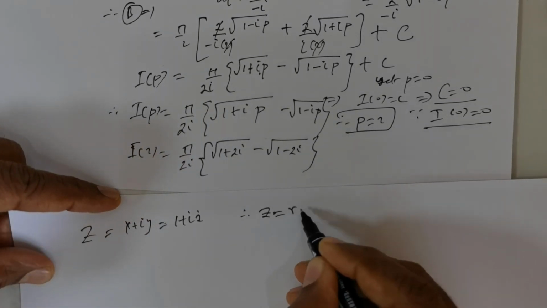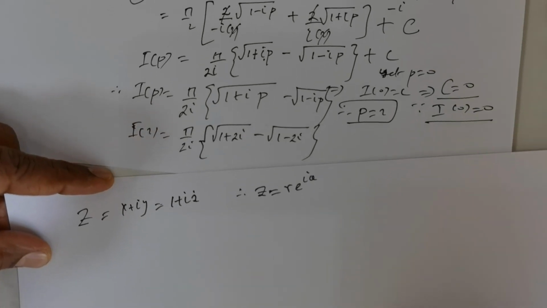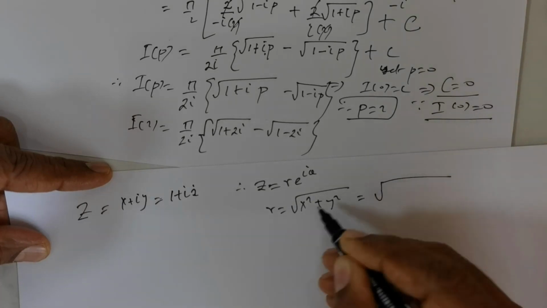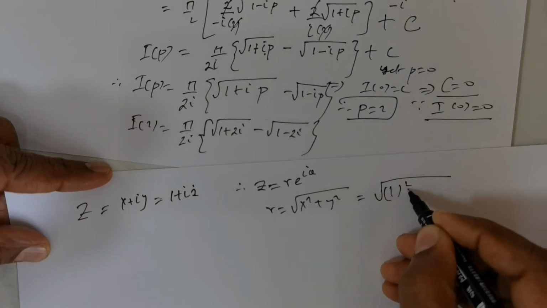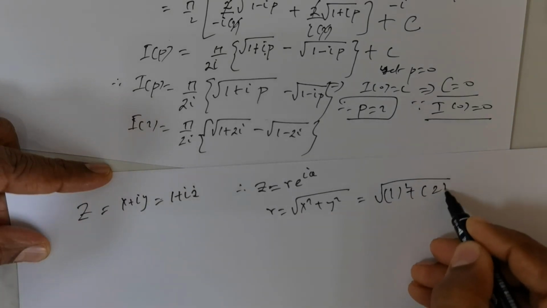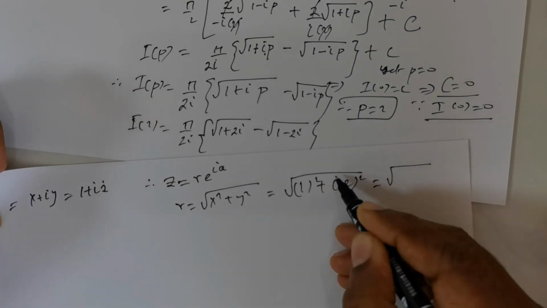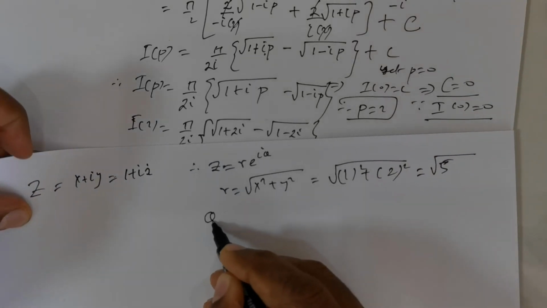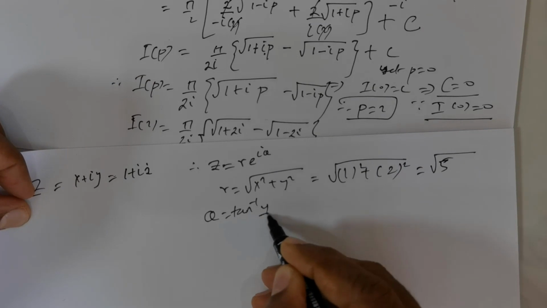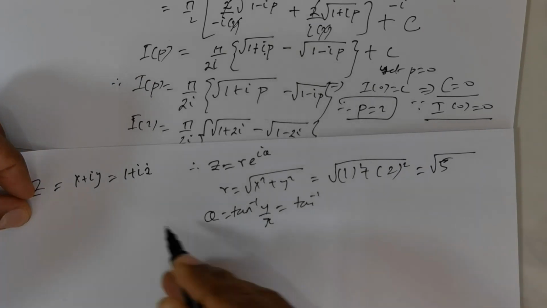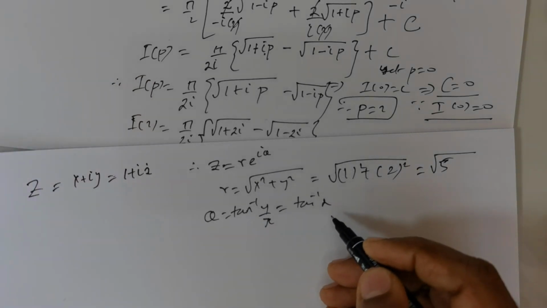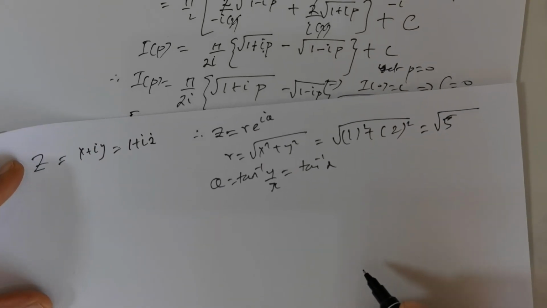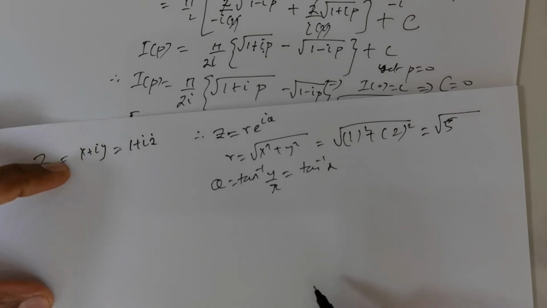Z is equal to r times e raised to the power of I theta, right? Now r is equal to root of x squared positive y squared. This is going to be root of 1, x is 1, and my y is 2, so 2 squared, 4, positive 1, root of 5. So this is going to be my r. My theta is tan inverse of y over x. So my y is 2. So we need to get the value of theta, or I would say the argument, tan inverse of 2. We need to extract this tan inverse of 2.